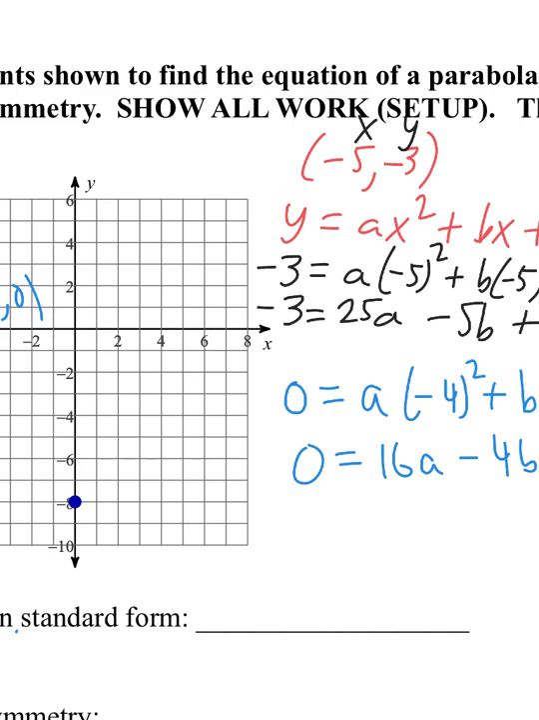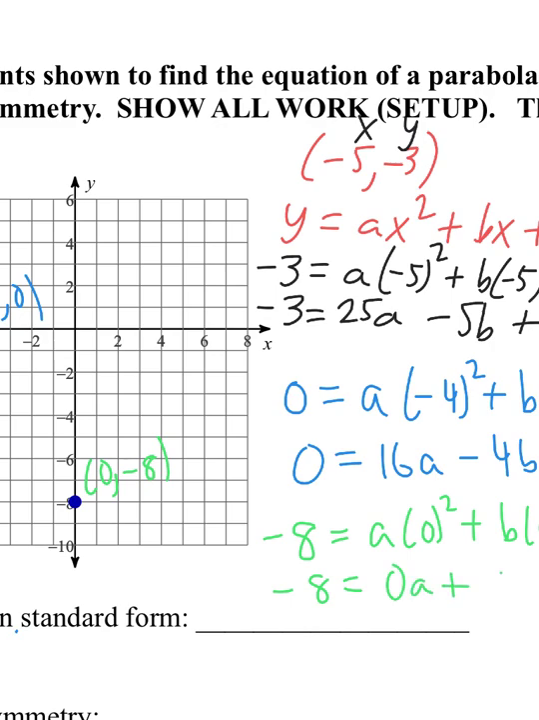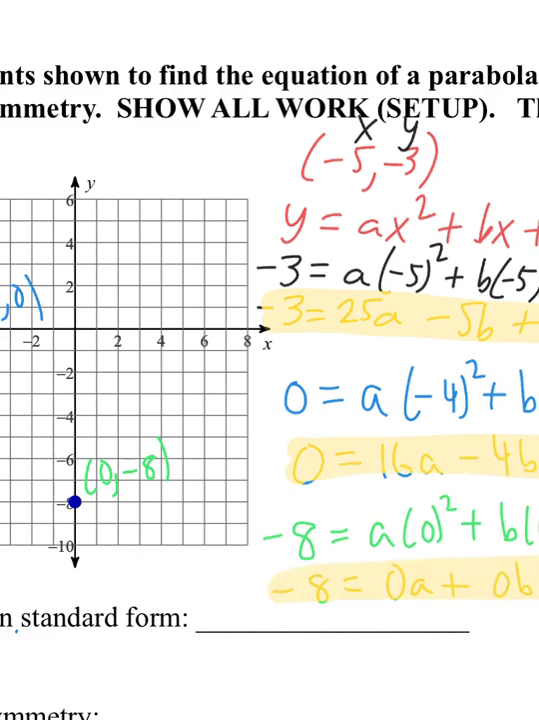And then finally, using the point (0, -8), we would get -8 equals a times 0 squared plus b times 0 plus c. Okay, or -8 equals 0a plus 0b plus 1c. Okay, and I'm now going to take the 3 equations and we're going to solve a system to figure out what the a, the b, and the c are.